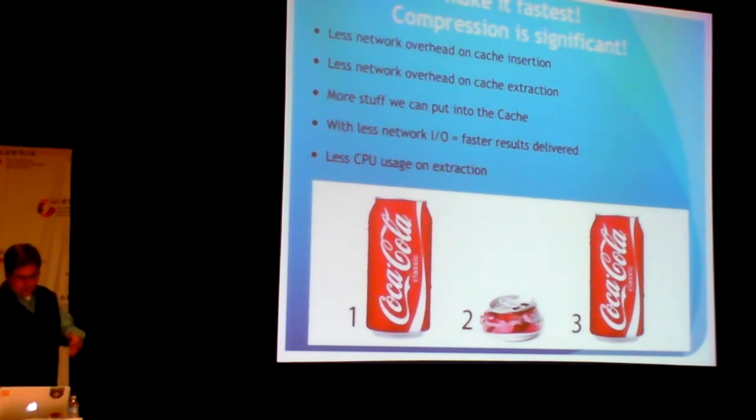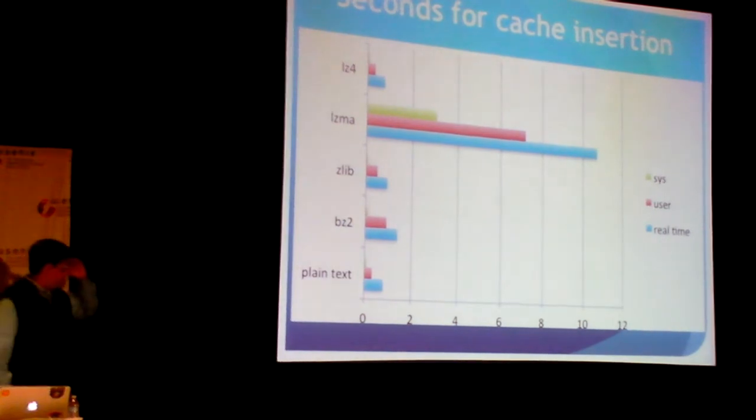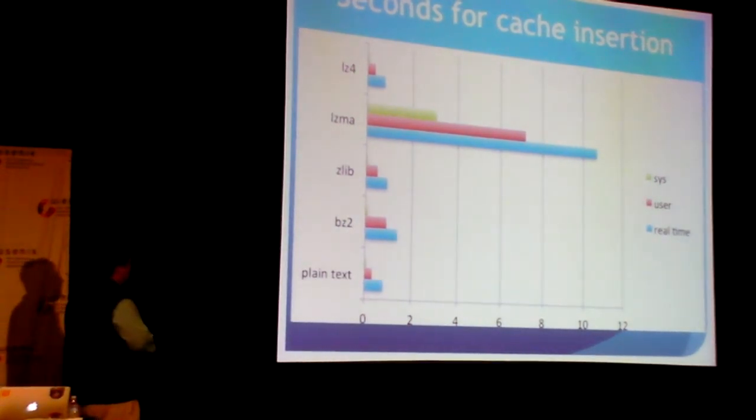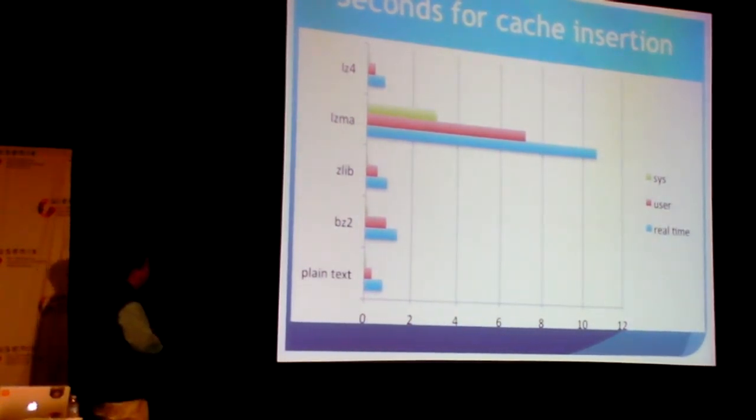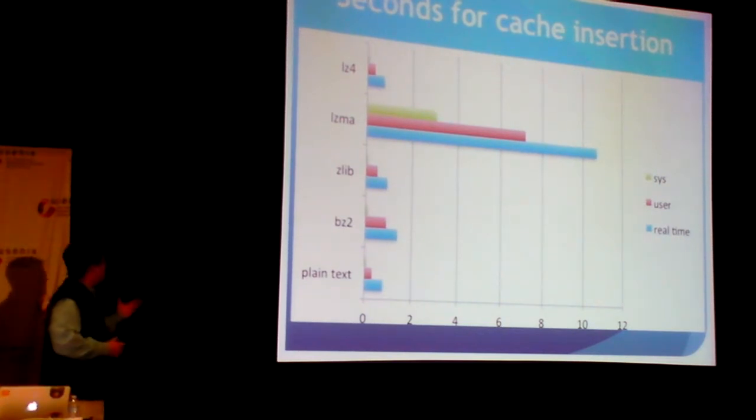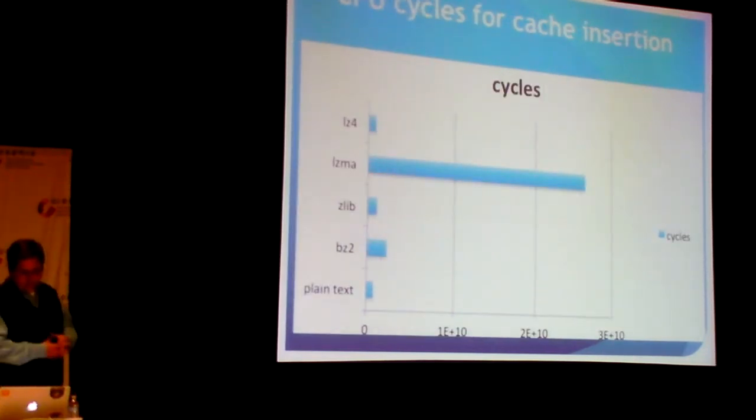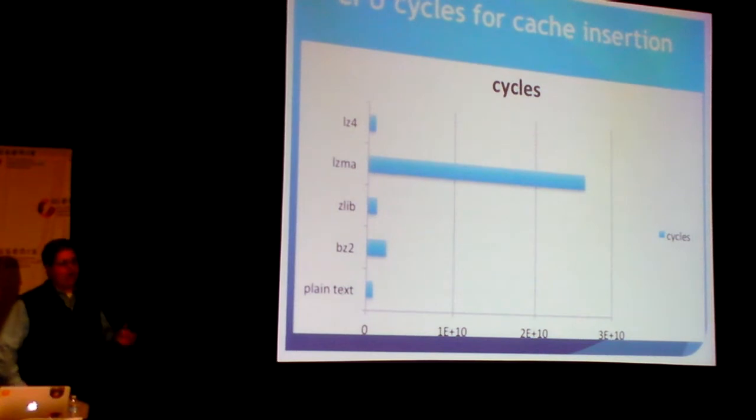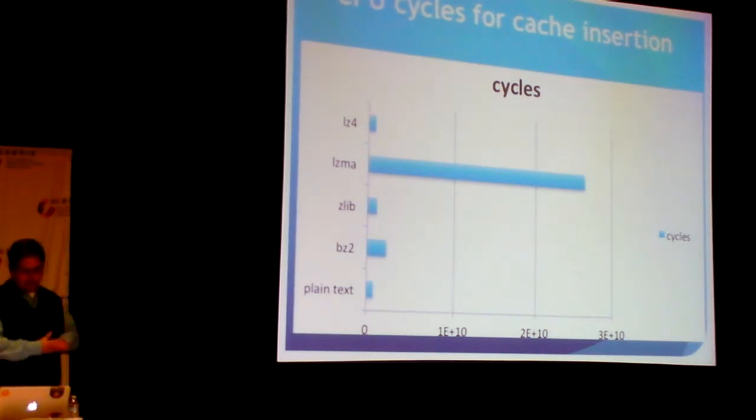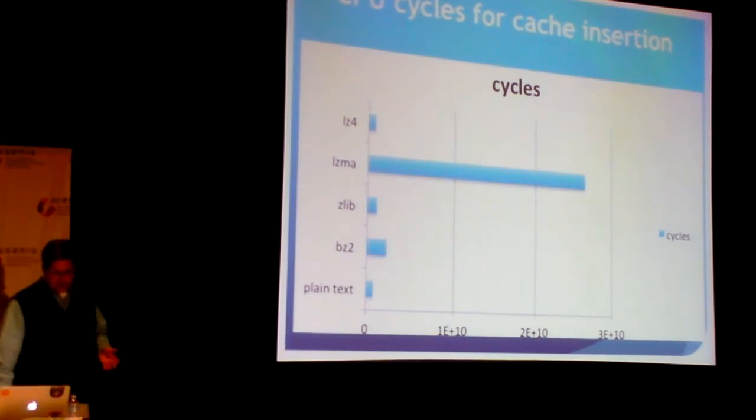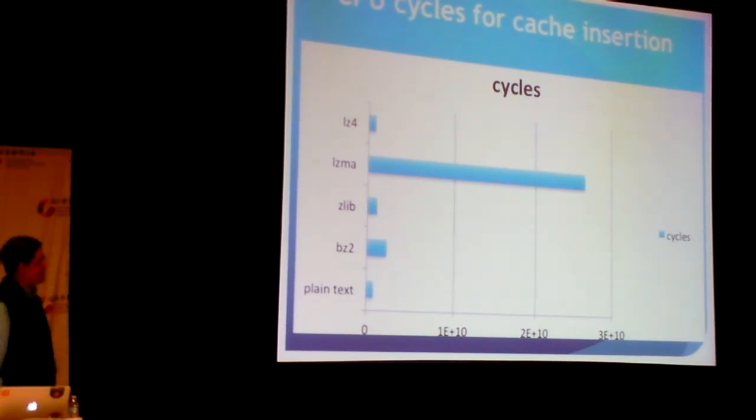So we evaluated 4 compression algorithms compared to plain text. This is how much time it takes for a single client to execute our CFEngine policy and insert its data into the cache. Of course, plain text here is the fastest, but BZ2, zlib, and LZ4 are pretty close behind it. Again, this is CPU cycles for the client to insert data into the cache. LZMA here is pretty bad compared to the rest of them, but you can see plain text is pretty cheap. BZ2 is not too bad behind it.